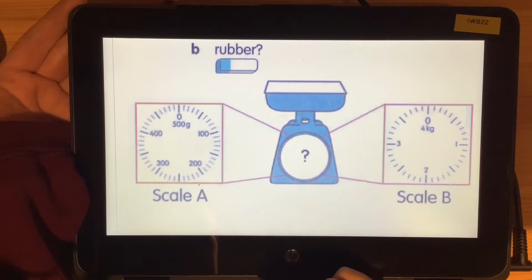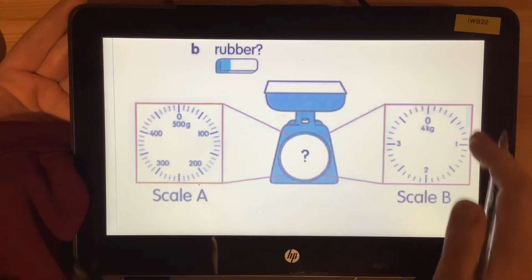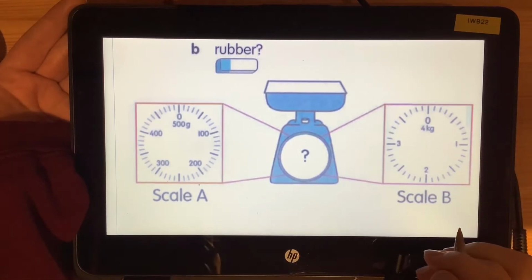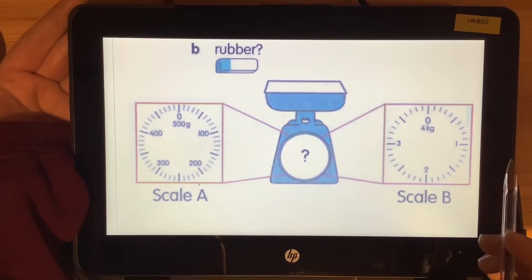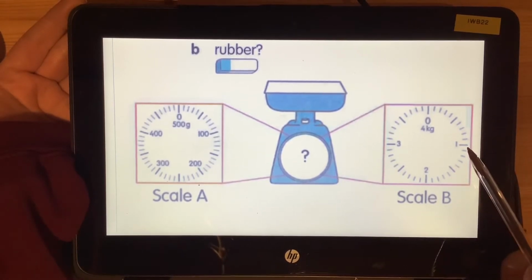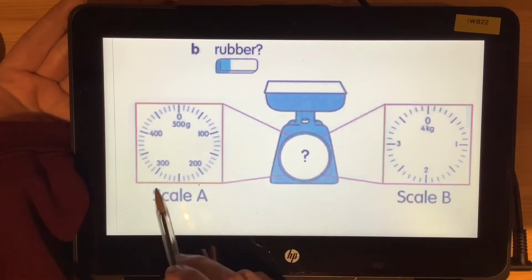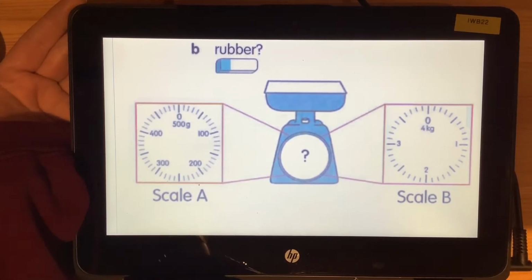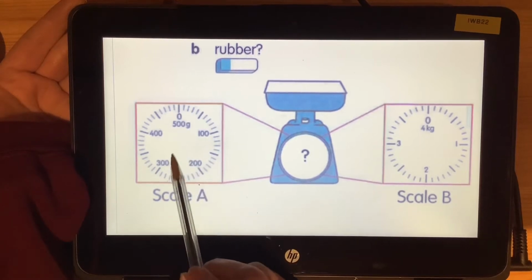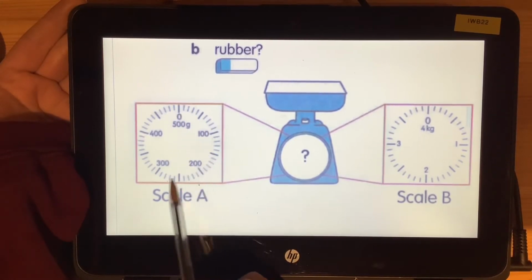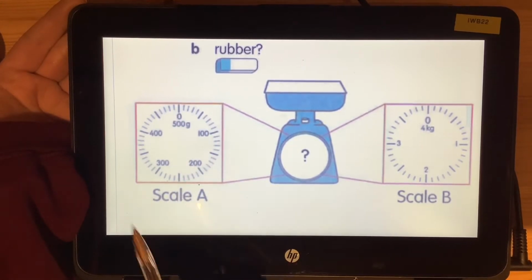Well, hopefully you'd agree with me that you would use scale B for the watermelon, because watermelons are quite heavy and it is likely that your watermelon is over or at least 1 kilogram in mass. Whereas your rubbers are a lot smaller and a lot lighter, and it's very unlikely that your rubber would weigh 1 kilogram. So as a result, it's much more accurate to weigh your rubber in grams, and therefore you'd want to use scale A.